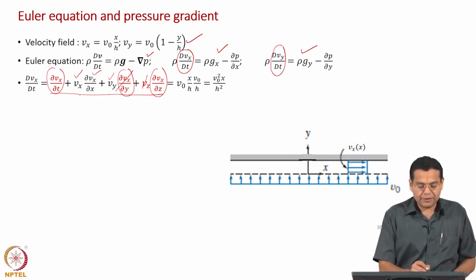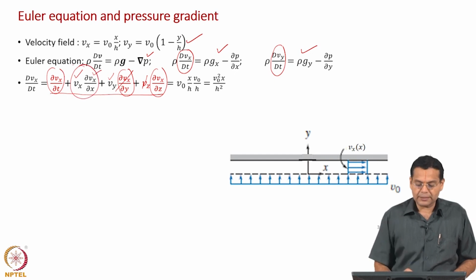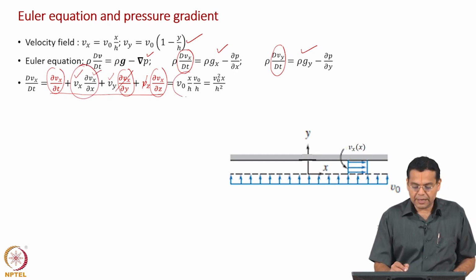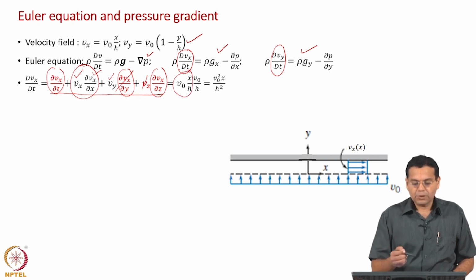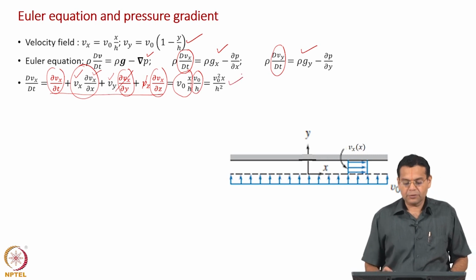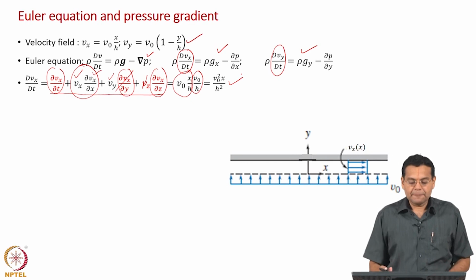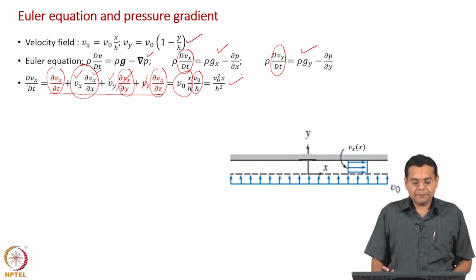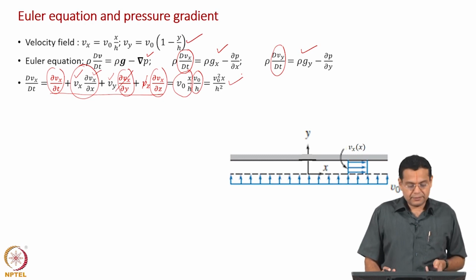So, we are left with Vx into dou Vx by dou x, and Vx is V naught x by h, dou Vx by dou x is V naught by h, and if you simplify you get V naught squared x by h squared, and that is the dvx by dt term. What does it mean? It tells the acceleration of the fluid particle in the x direction.